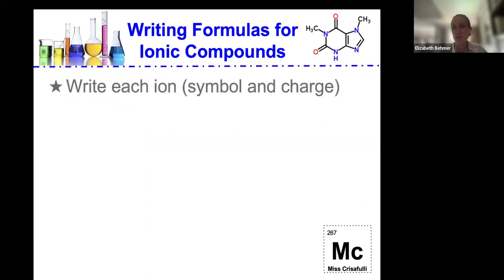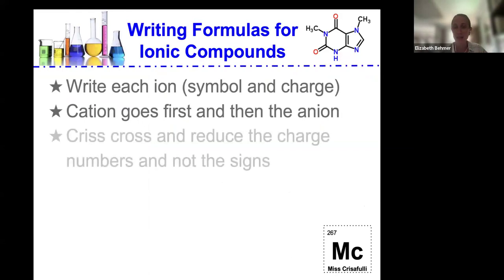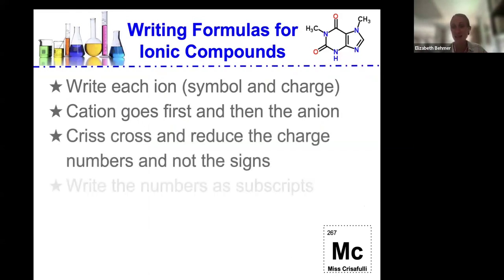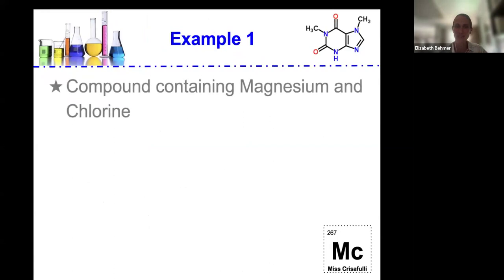Write each ion with the symbol and the charge. Always put the cation first and then the anion. Crisscross and reduce the charge numbers and not the signs. Write the numbers as subscripts and do not write any ones. So let's go through an example.